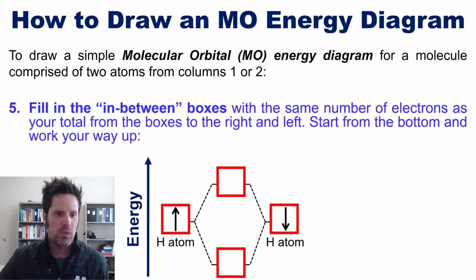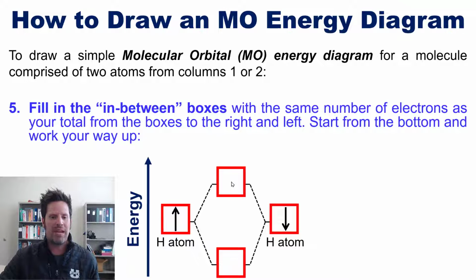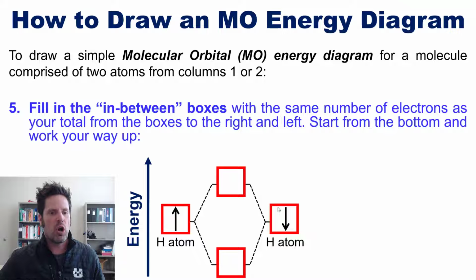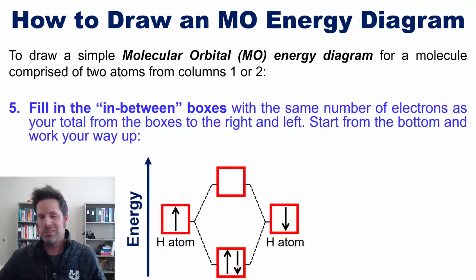And last, we fill in these in-between boxes, that is these molecular orbitals, with the same number of electrons as your total from the boxes on the right and the left, starting from the bottom and working our way up. You can see that in this example, I have two total electrons along the horizontal. So I want to place them in the center, starting at the bottom box. Remembering that I can have up to two total electrons per box. One with a spin up and one with a spin down, just like this.